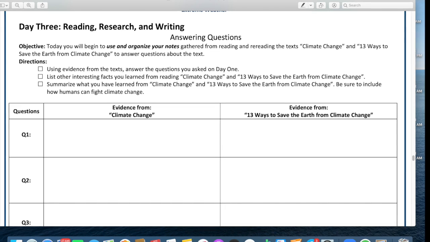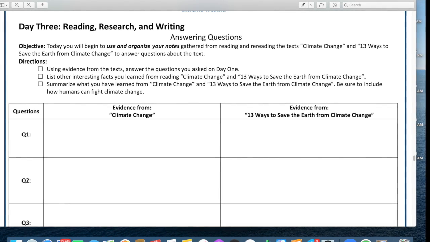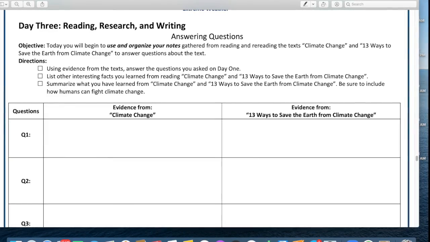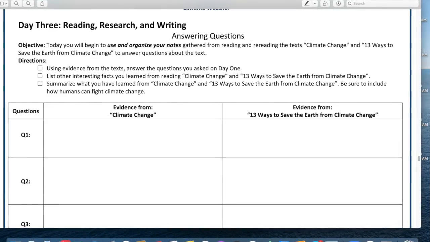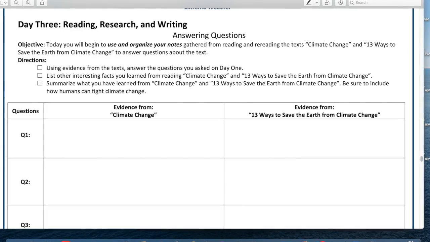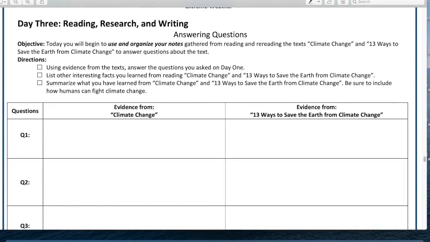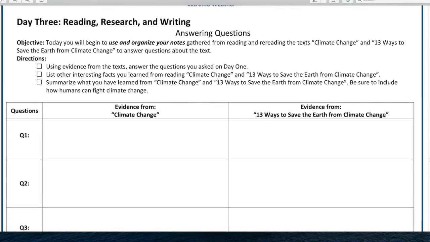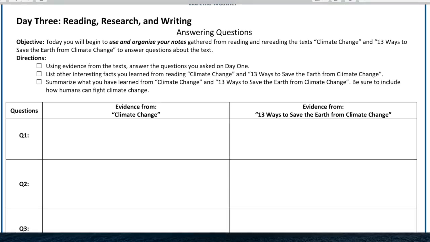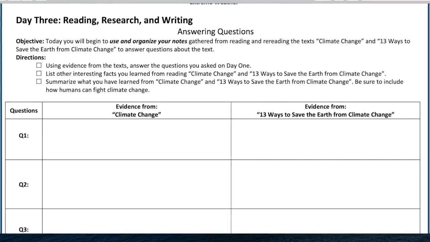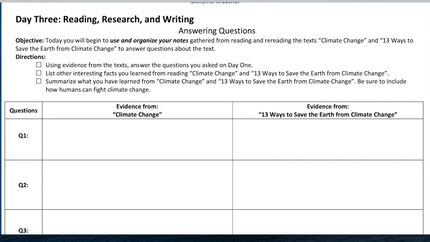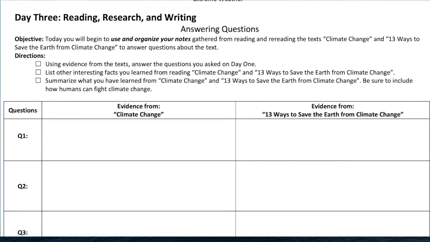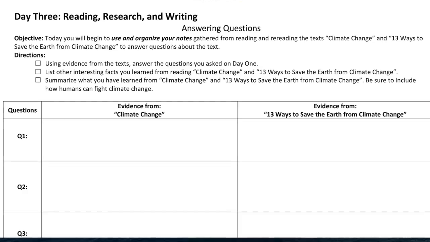The last thing I want you to pay attention to is there's nowhere on this page you need to rewrite your question. You'll just know if on the other page you wrote it for question 1, Q1, then you would write it with Q1 on this page. You do want to make sure that you put it in the right evidence box. There's one evidence box for climate change, and there's one evidence box for 13 ways to help the planet, okay? So you want to make sure that the evidence you find, you put it into the correct box.